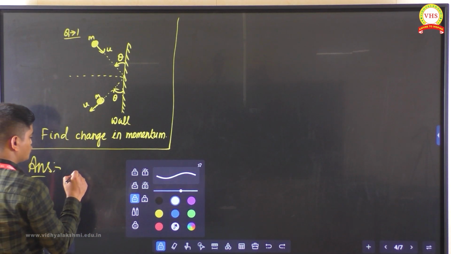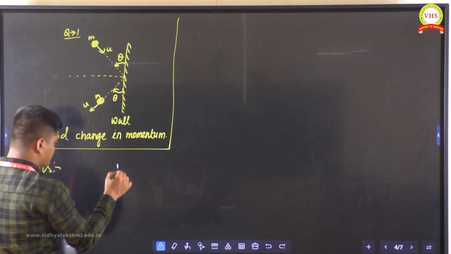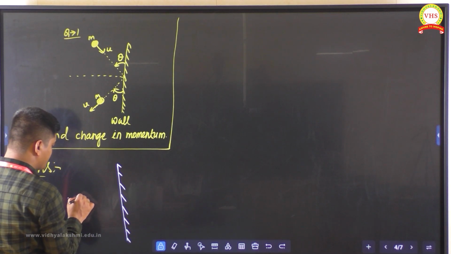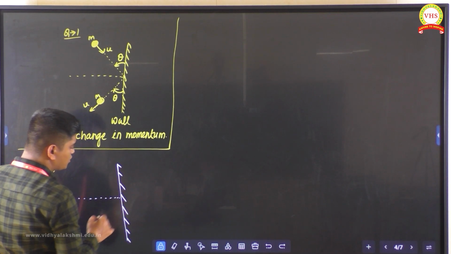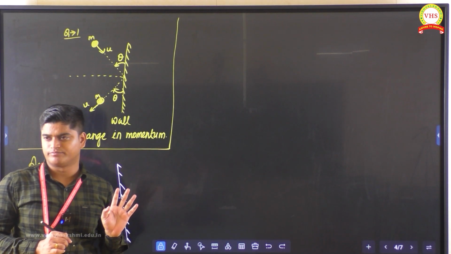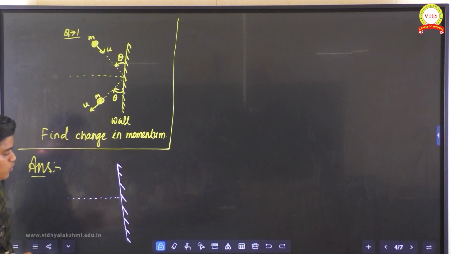Listen here. First you observe this situation. Whatever situation is given in the question, if you observe perfectly, you can find your initial velocity and final velocity, because when you want to find change in momentum, you need initial momentum and final momentum. Then you need to do final momentum minus initial momentum.